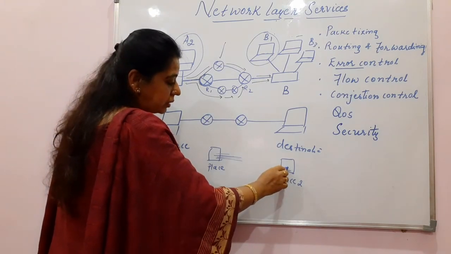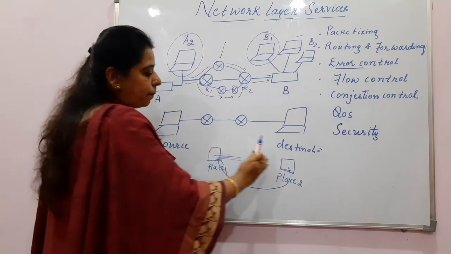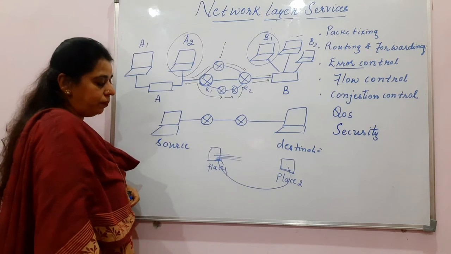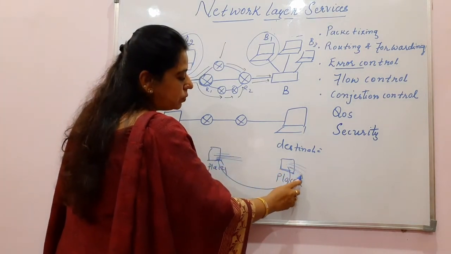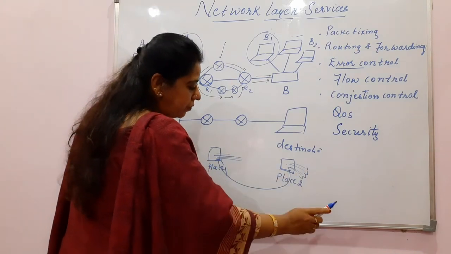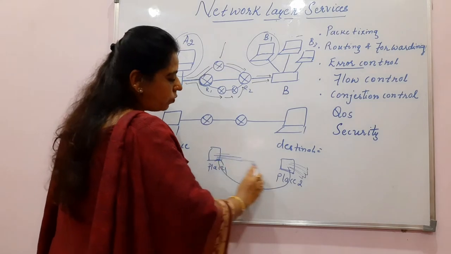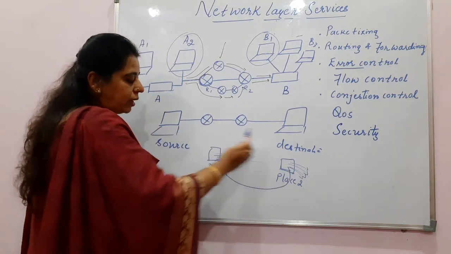It cannot accept, that's why it will send a message to place one to stop sending the people, as it is already full here. Place two is already full. In case there are people coming out from place two after visiting, leaving the place, and there is space, then once again the next batch of people can reach place two. So it has to regulate, it has to maintain that flow.